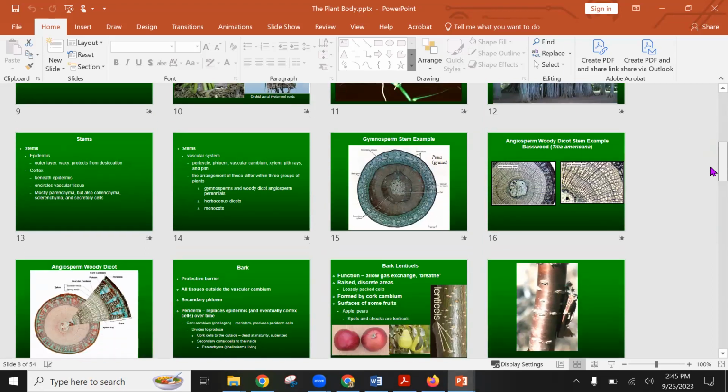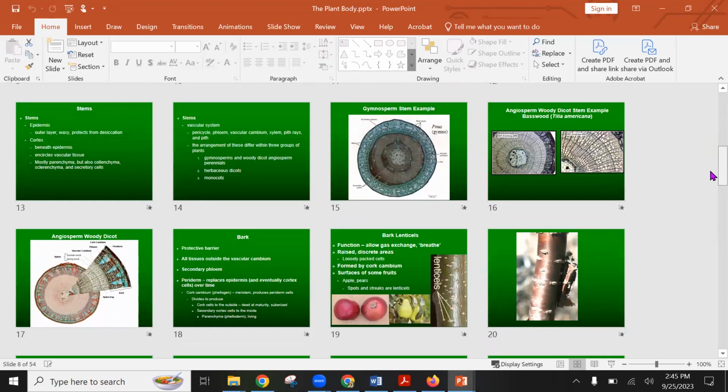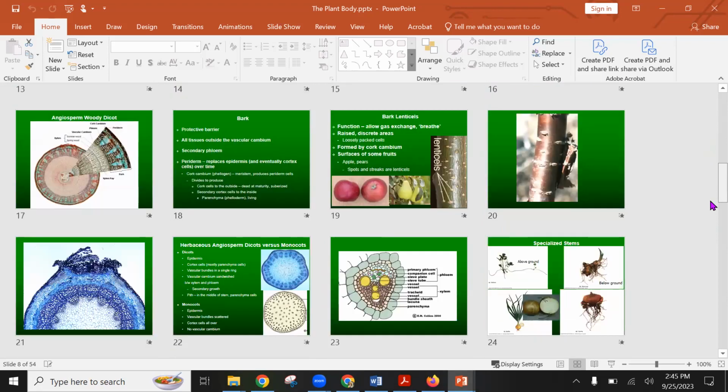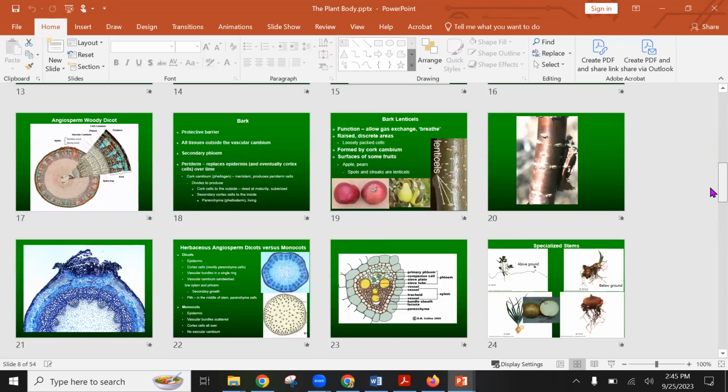So stem tissue again, we're looking at monocot versus dicot stem tissue design with the vascular tissue, how that's arranged. That's a pretty important concept. So please think about both with the root and the stem, what we got going on with the design of vascular tissue.